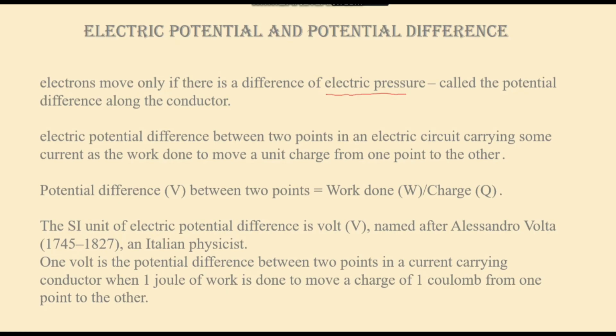The electric potential difference between two points in an electric circuit carrying some current is the work done to move a unit charge from one point to the other. We can define the electric potential V is equal to W divided by Q. That means potential is the electric pressure difference. Electrons move only if there is a difference of electric pressure.